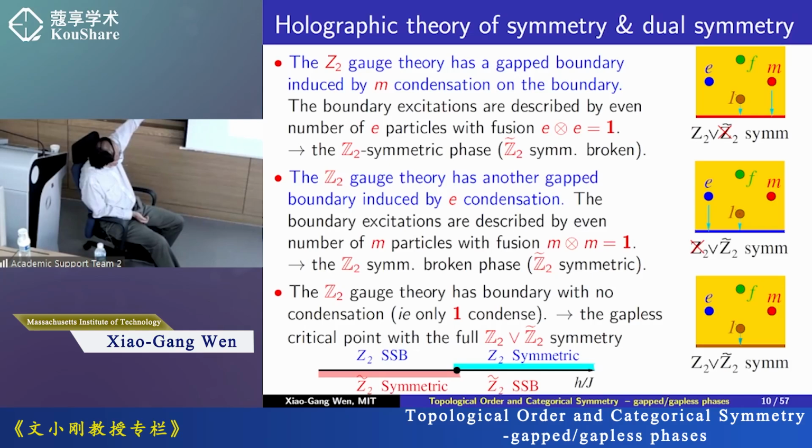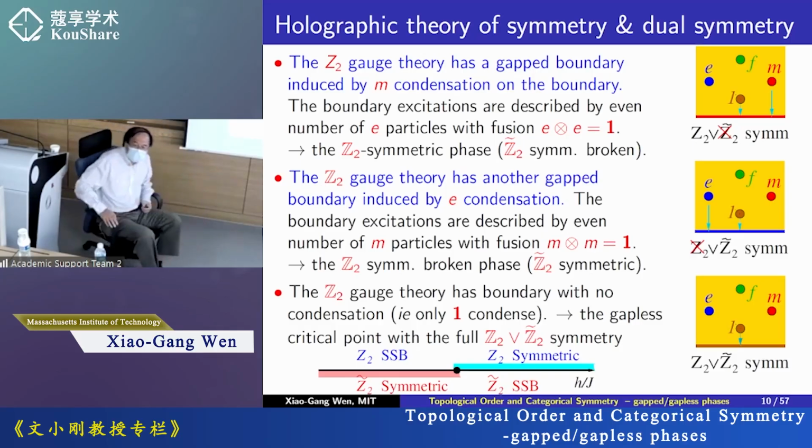Then there's another boundary induced by the E condensation, and in this case the Z2 symmetry is spontaneously broken, but the dual Z2 is not broken. So it's really this picture. Usually we consider Z2 symmetry. There are two phases of the Ising model. One is Z2 symmetric, another is Z2 symmetry breaking. But we can also include the dual symmetry. This Z2 symmetric phase corresponds to the dual Z2 spontaneous breaking. The Z2 spontaneous breaking phase corresponds to the dual Z2 symmetric phase. So really it's in line with this picture.